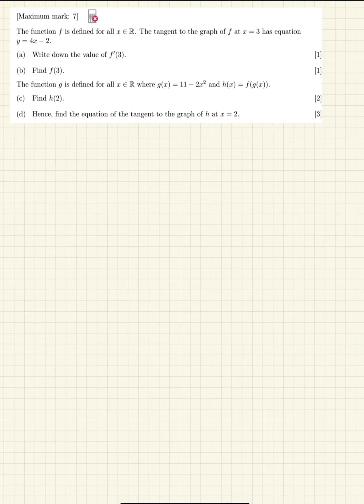Very well. This is for Marta. This is from the Revision Village predicted exams, and we're looking at a functions question.